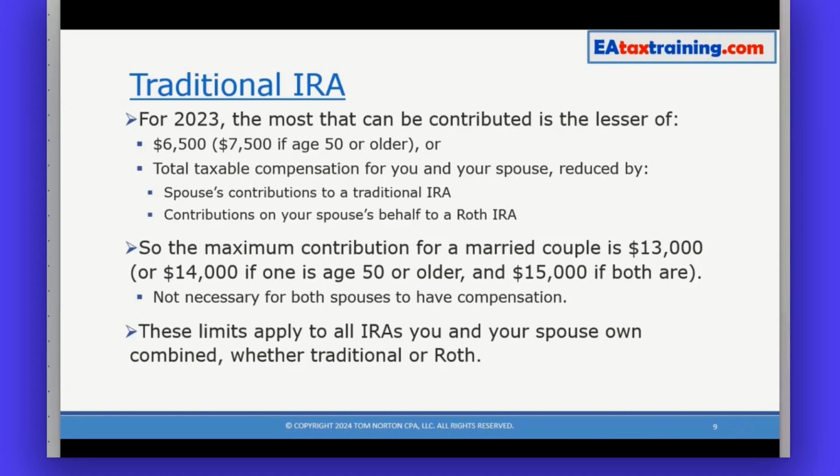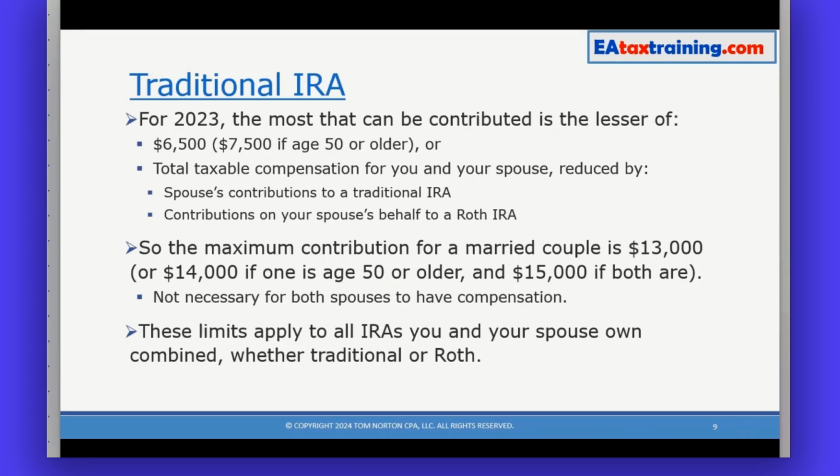For 2023, the most that can be contributed to an IRA is the lesser of $6,500 or total taxable compensation for you and your spouse, reduced by your spouse's contributions to a traditional IRA and any contributions on your spouse's behalf to a Roth IRA. So let's look at this. Most people, because of this, can contribute $6,500 per year. That's assuming they've got enough taxable compensation in order to cover the $6,500.